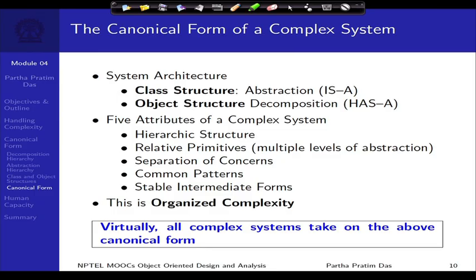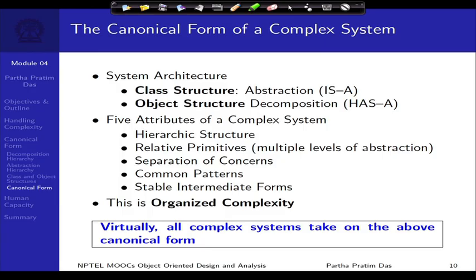The other is what we have studied in the previous module, the 5 different attributes of a complex system, and in terms of these attributes we need to analyze the complex system and represent that. So, when we do all this together, the 5 attributes and the system architecture, then we say that we have placed the complex system in a canonical form.